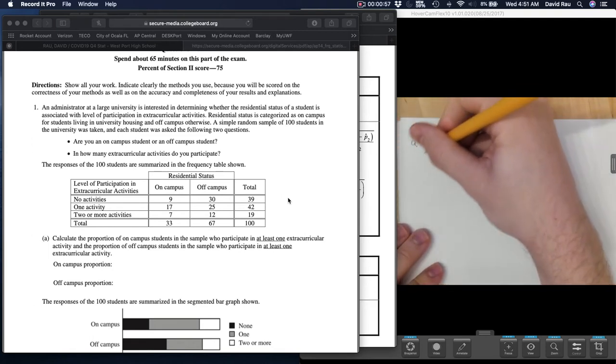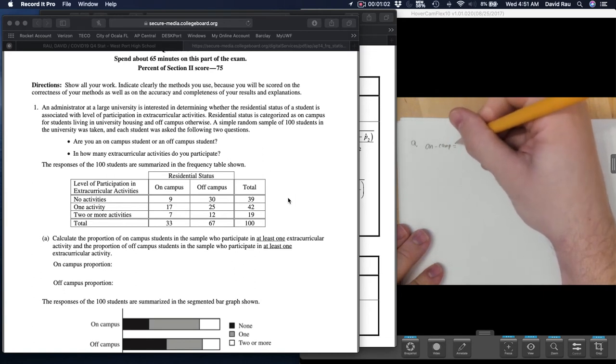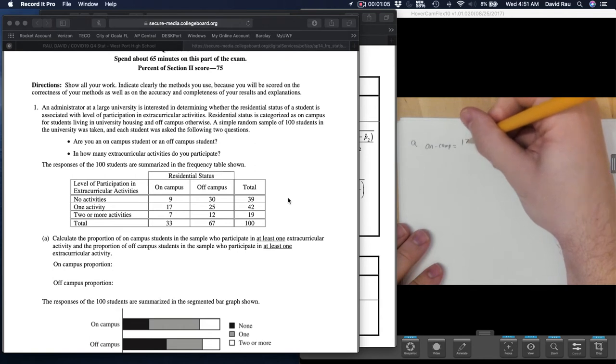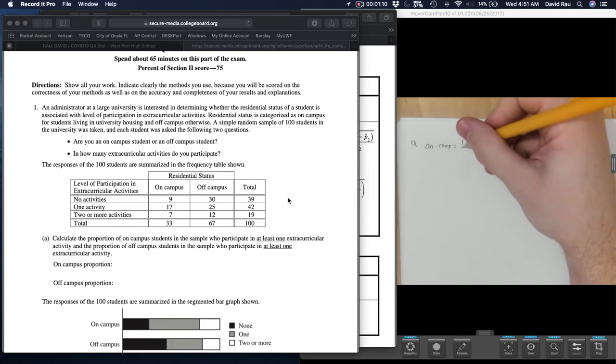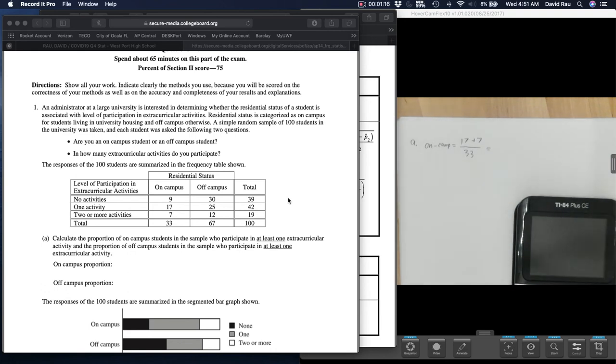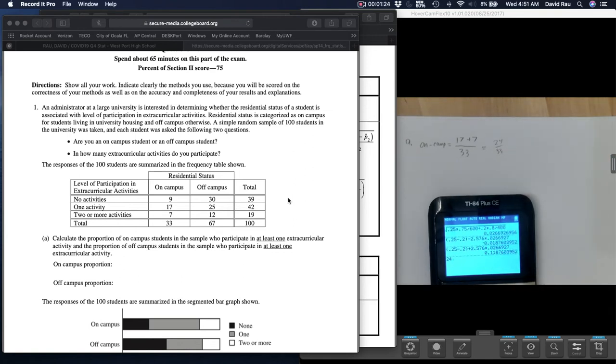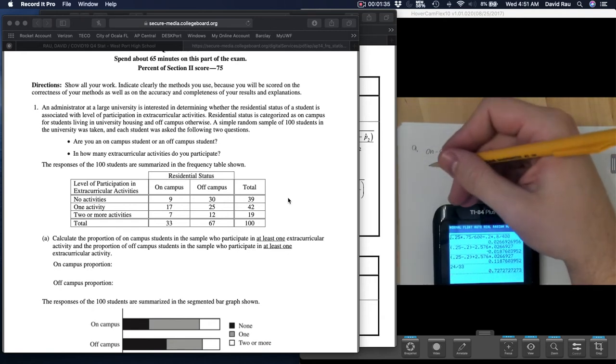So for part A, on campus, now it says at least one, that means we need to take into account the 17 and the 7, because that's 1 or 2 out of the 33 total on campus. Just 24 to 33, which I think we can just leave as a fraction. It's not really going to round nicely. Yeah, so we'd say it's approximately 0.7273.